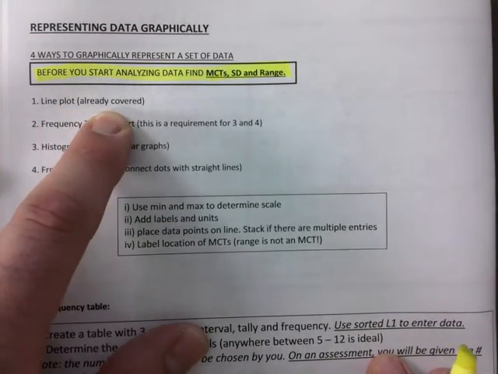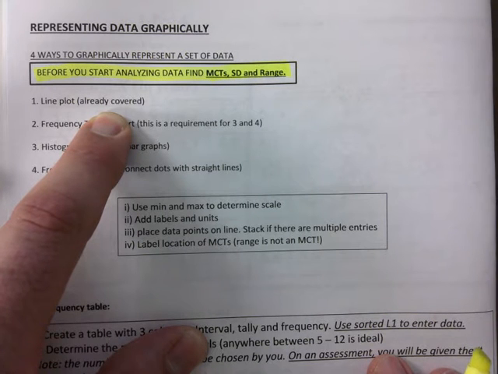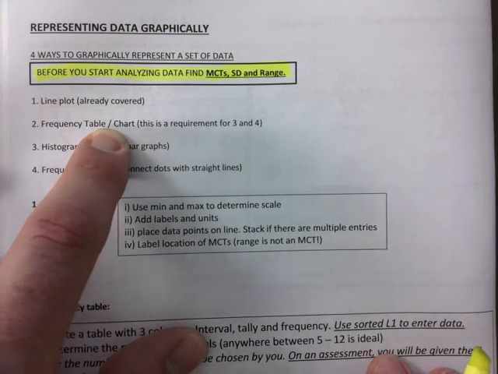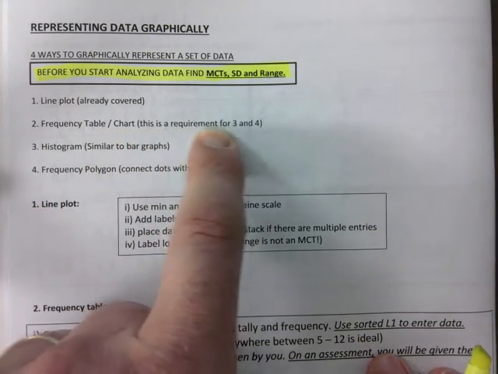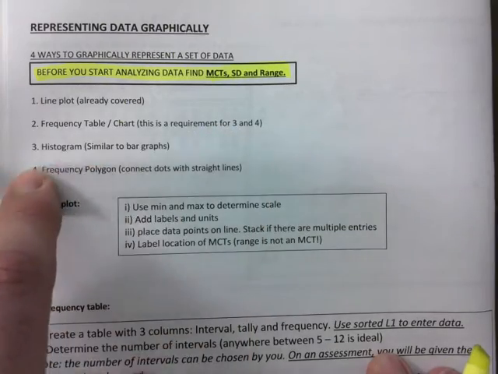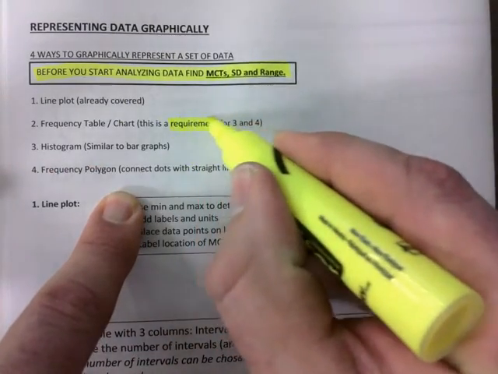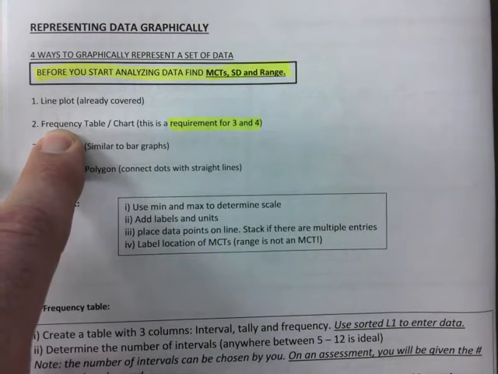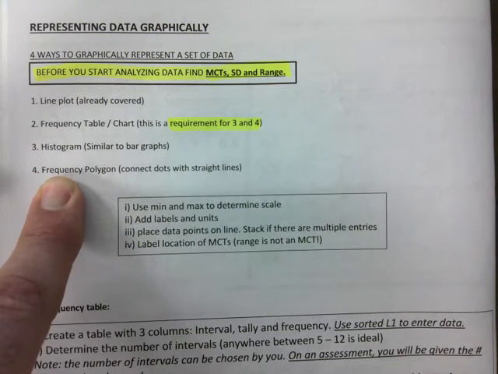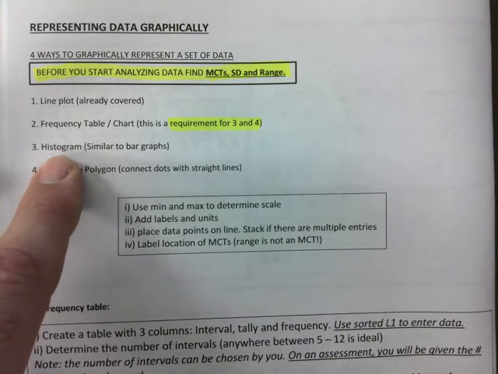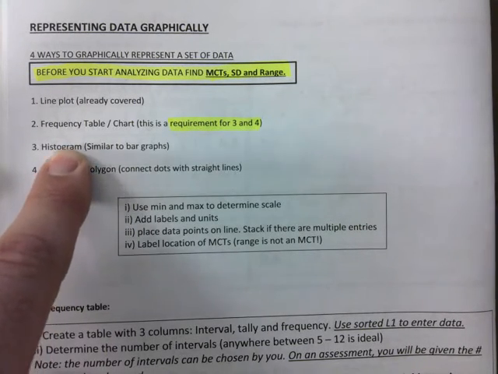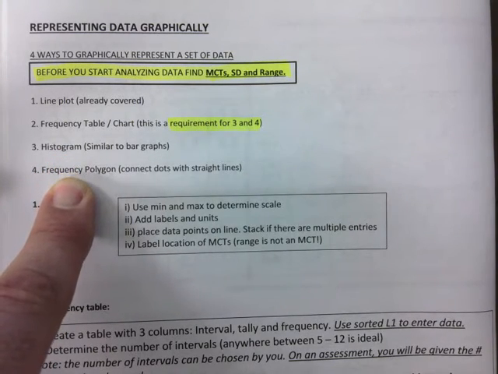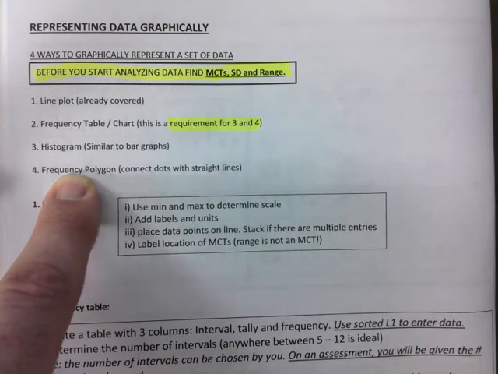Line plots, I'm not going to cover it because I already covered it. That's one of the ways of graphically representing it. Check. Frequency table or chart. This is a requirement for the next 2, for 3 and 4, right? You need a frequency table in order to make your histogram and your frequency polygon. I will show you that technically you can do both in one shot. So really, there's only one graph needed to do both. So I'll show you that. I'm all for saving time, okay?